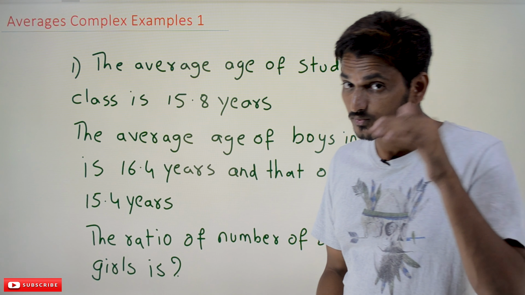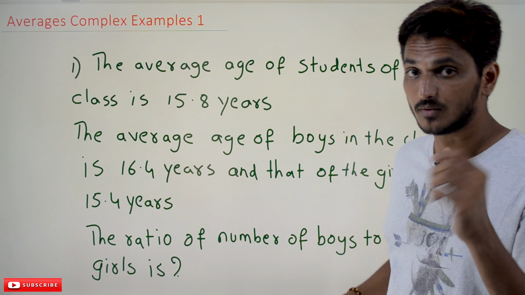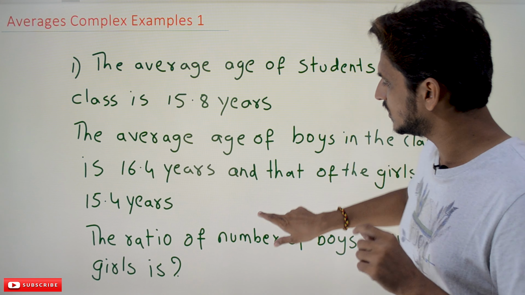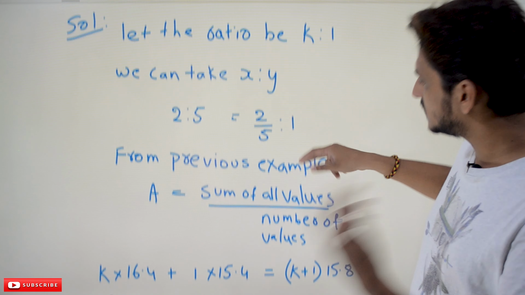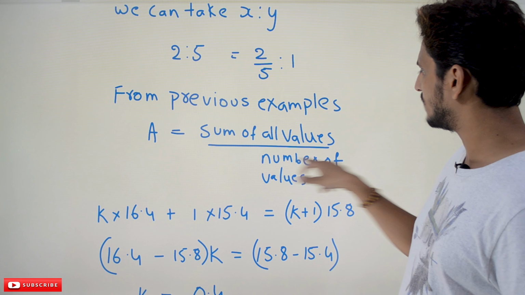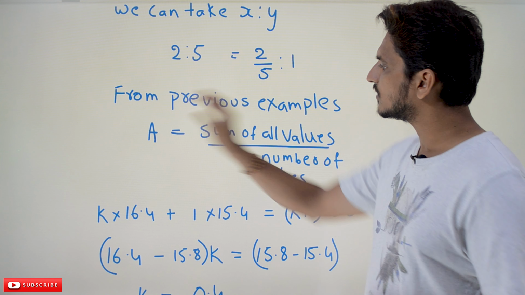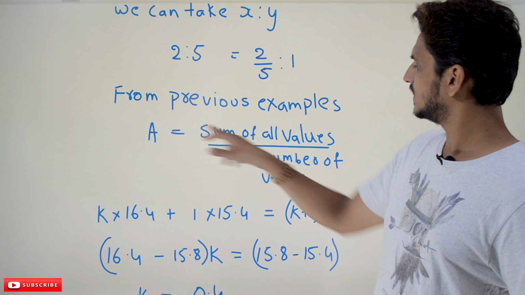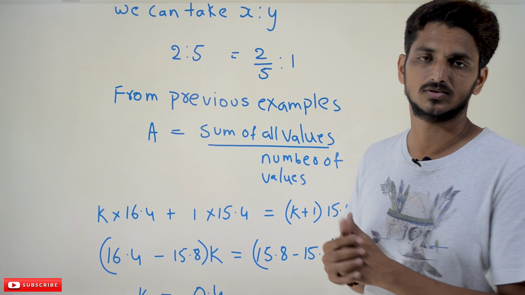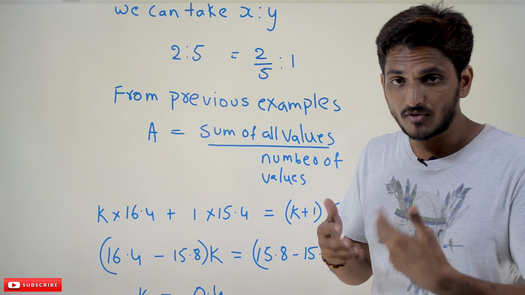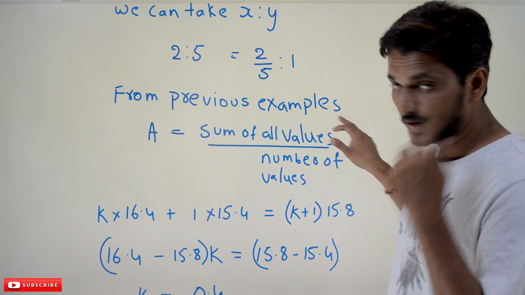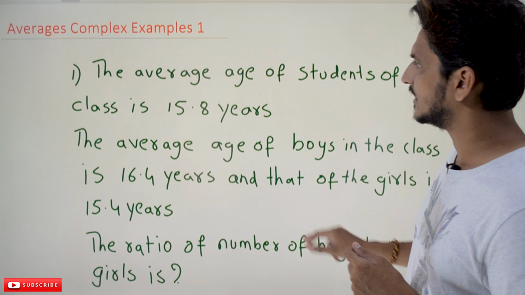So in our last class we clearly discussed one important point. Almost all the average examples depend on that point. We are going to use that point again here. So let's refresh. What's that point? Average is equal to sum of all the values divided by number of values. If you take number of values to the opposite side, average multiplied by number of values is going to provide you the sum of all the values. So we are going to use that point here.